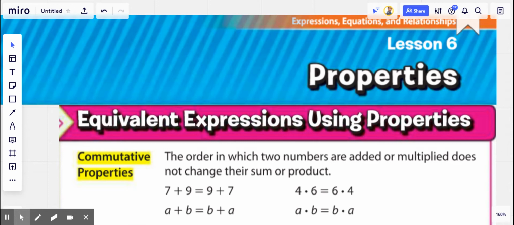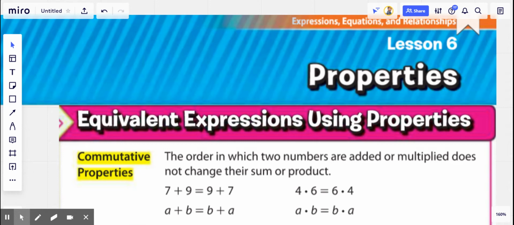So, today we're going to work on properties. We are still in chapter 7. This is lesson 6. We're going to work on properties. Some of these properties we've already talked about, and some we have not heard about. So, at the end of this lesson, you're going to be able to identify which properties are which and basically tell me why. Okay. All right. So let's go ahead and get started.